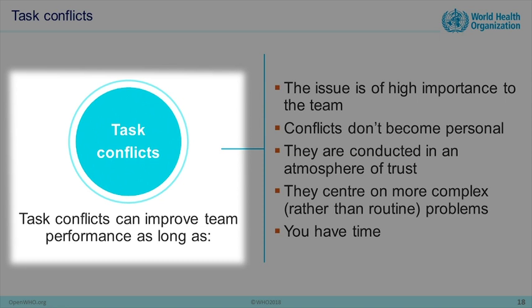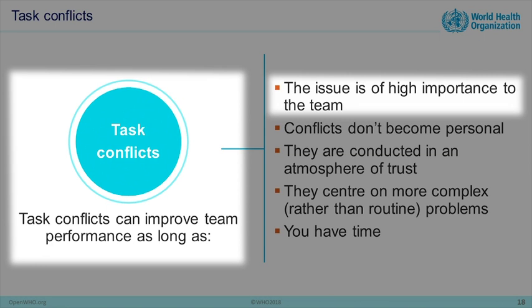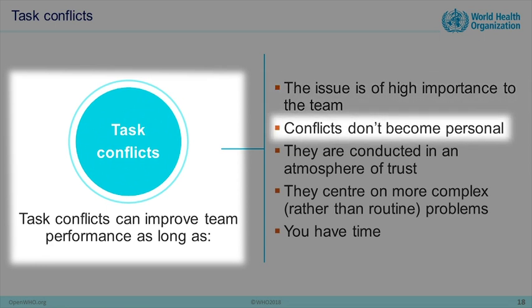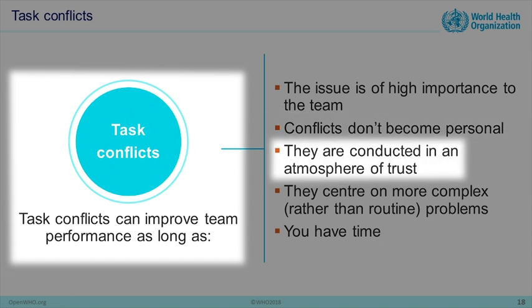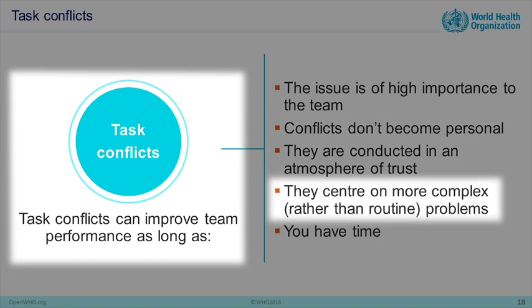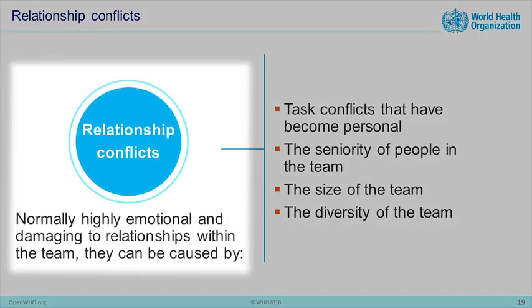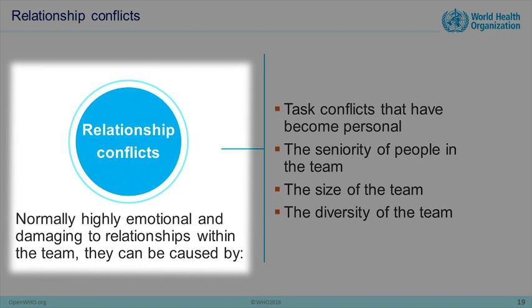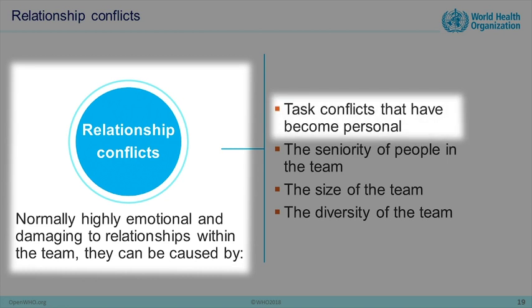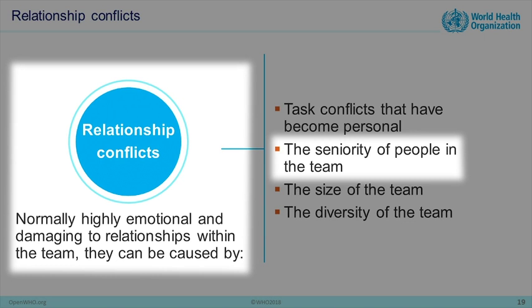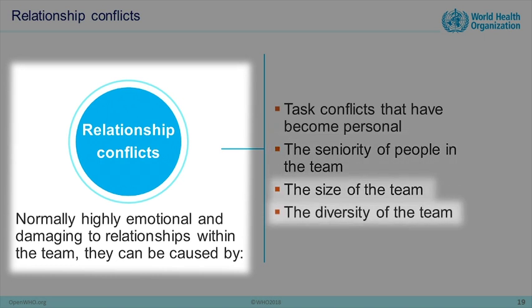Task conflicts can improve team performance as long as the issue is of high importance to the team, the conflicts don't become personal, they are conducted in an atmosphere of trust, they centre on more complex rather than routine problems, and you have time. Relationship conflicts are normally highly emotional and damaging to relationships within the team. They can be caused by task conflicts that have become personal, the seniority of people in the team, the size of the team, the diversity of the team.